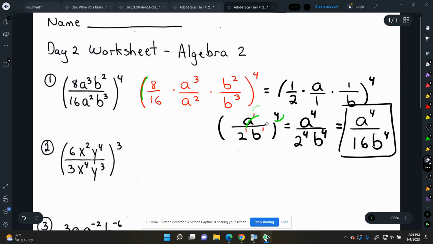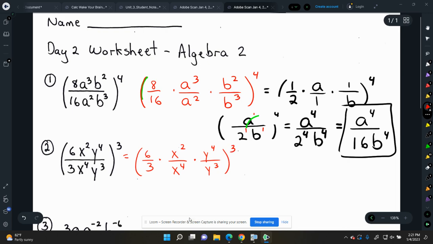I can get rid of this mess here. Okay, so the next one, we're going to do the same thing. We're going to simplify inside. So we have 6 over 3, x to the second over x to the 4th, and y to the 4th over y to the 3rd.